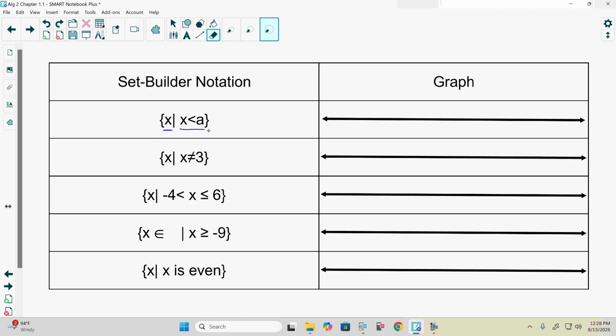So our first one here, brace x bar, if we read it, is the set of all real numbers x, such that x is greater than a, or x is less than a. Number set, description. So if I wanted to look at a graph of this here, we'd have some point on there that is A. A can be any number. We're just saying whatever x, the values of x is, have to be less than it.